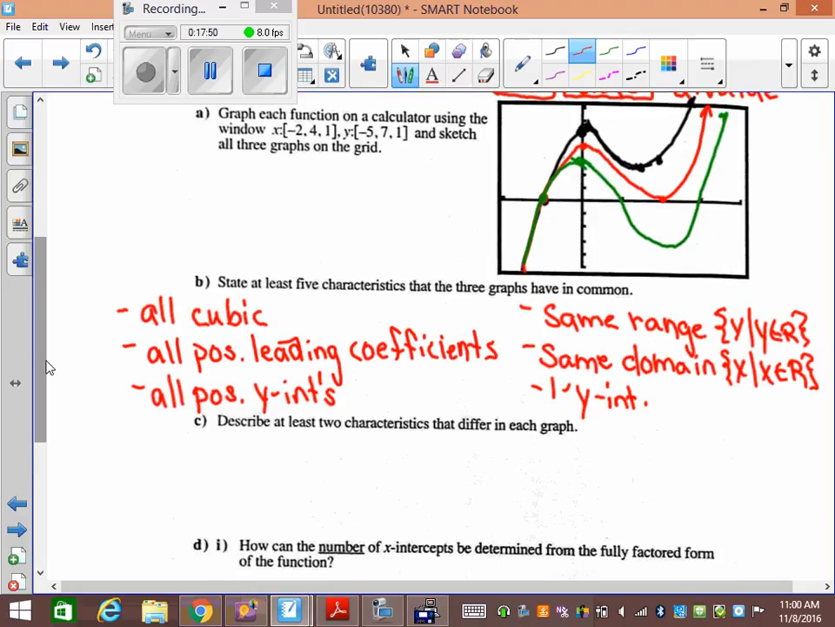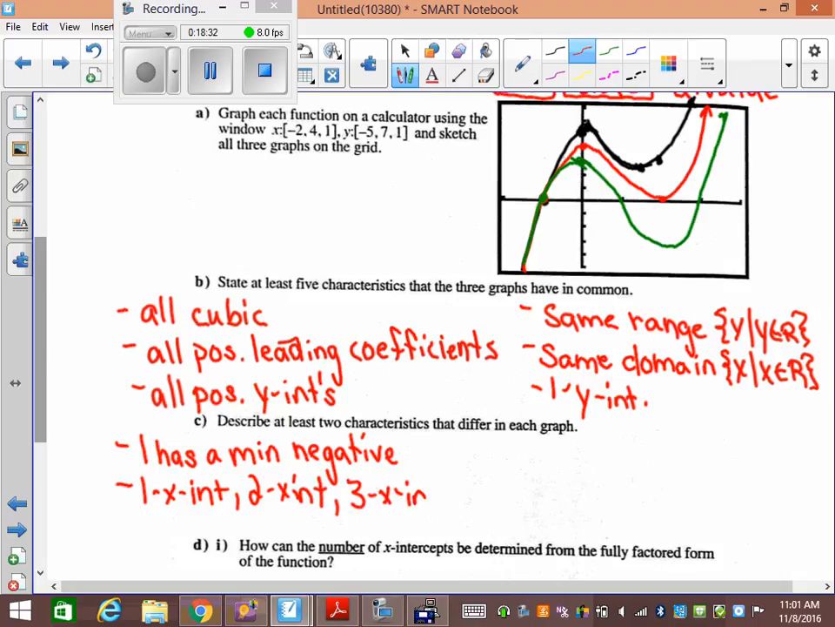Okay, 2 characteristics that differ. One is what? One has a minimum, negative. What about their x-intercepts? How many does the first one have? How many does the black graph have? 1 x-intercept. And the red graph has 2. And the green graph has?